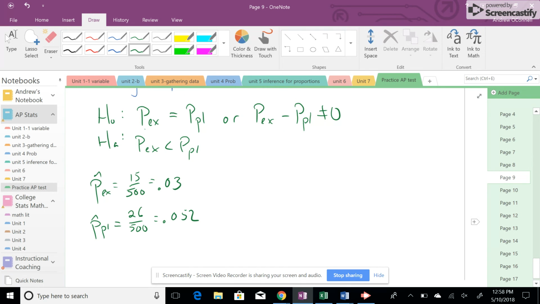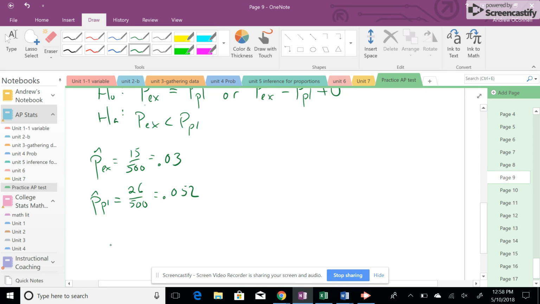Which one of those would I use to find the standard error? Can you say it a little louder for the microphone? You have to pool them. Since you have two p-hats, you would have two standard errors. We pool them together. The only reason you make a pooled p-hat is to get a pooled standard error. The pooled p-hat is add the 15 and 26, and then add the 500 and 500 to get the 1,000. So you'd have 41 over 1,000, or 0.041, and you're using that for your standard error.